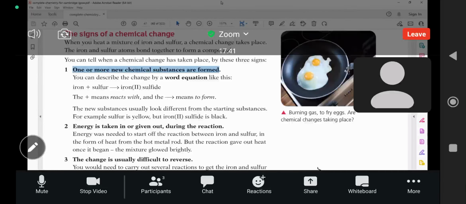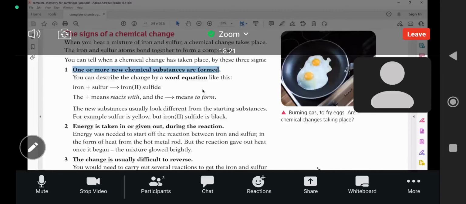Okay, there are two equations. One is word equation and this is symbol equation. In word equation, we write words. Iron is a word, sulfur is a word, and this is also a word. But in symbol equation, we put the chemical symbols. For iron, I will put Fe. For sulfur, I will put capital S. After that, I will receive iron sulfide, FeS. So I have to put one or more new chemical substances are formed. And then what?